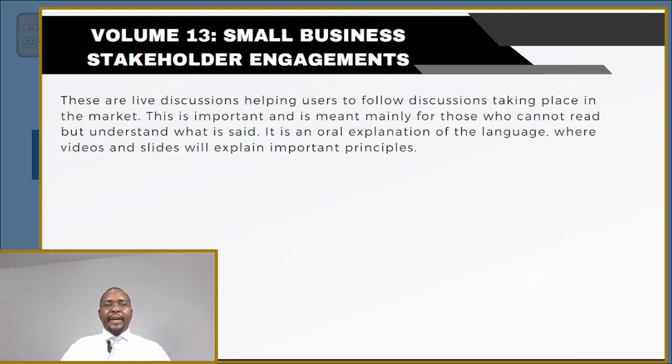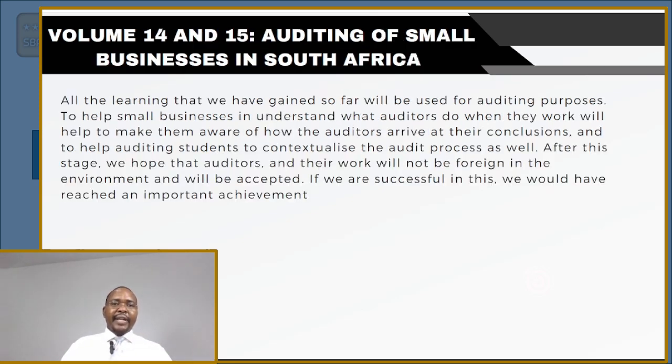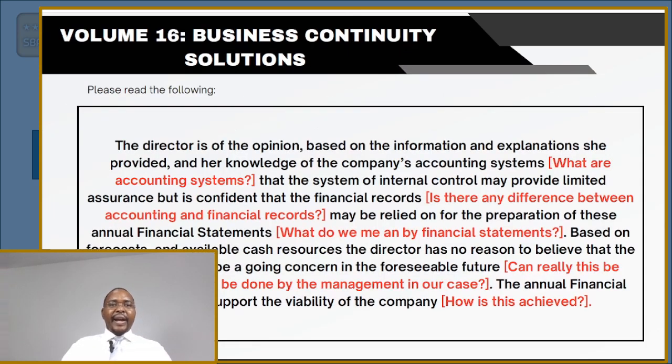Then here, volume 13, small business and engagement. What we are trying to do here is make people understand more about their stakeholders. Volume 14 and volume 15 must be read together with volume 3, because they were trying to show you what you must expect when the auditors come.